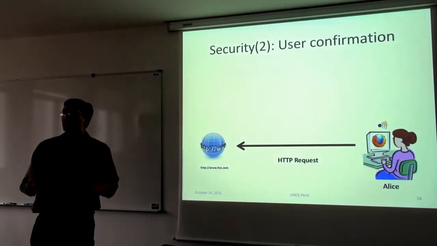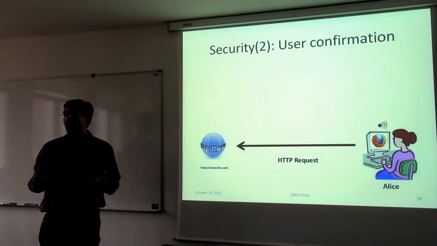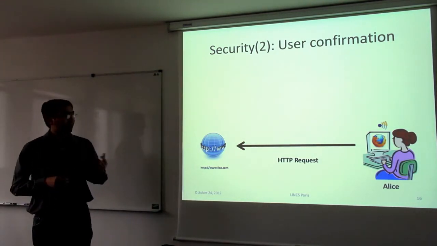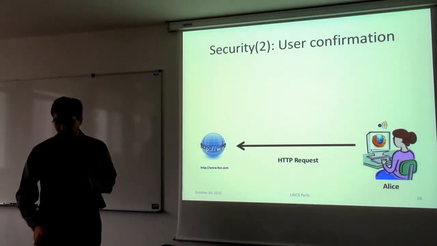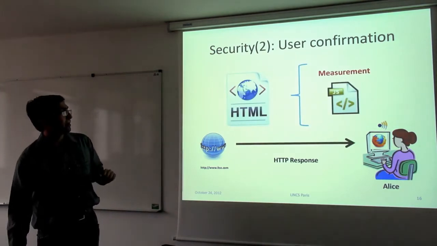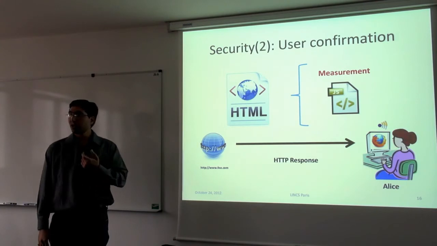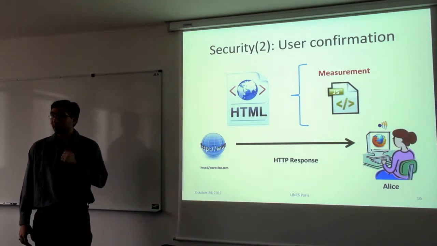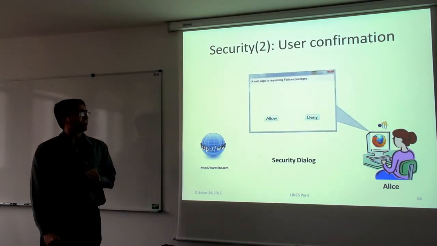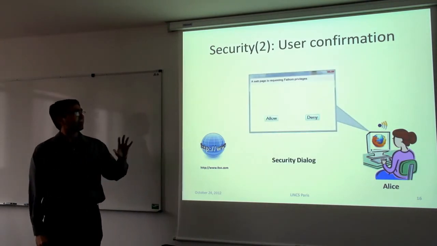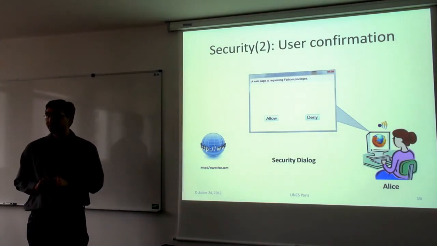Now, no matter how exhaustive this client policy is, it's not possible that we can encompass all the domains. So it's very likely that, say, a user Alice visits the website foo.com, which wants to access Fathom APIs. Now it's likely that foo.com does not have an entry in the client policy. In this case, Fathom would simply launch a security dialog box saying that a web page is requesting Fathom privileges. Do you want to allow or deny?